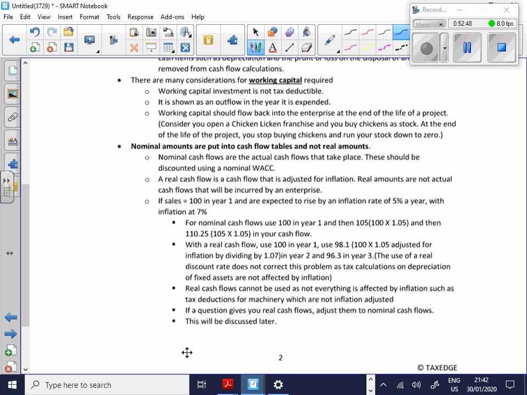Let's go through this. It says working capital investment is not tax deductible. So that's first and foremost. That's why it's in the non-tax deductible section. It says it is shown as an outflow in the year it is expended. So in this question, 250 out, time period 0. Guys comfortable with that? Okay.